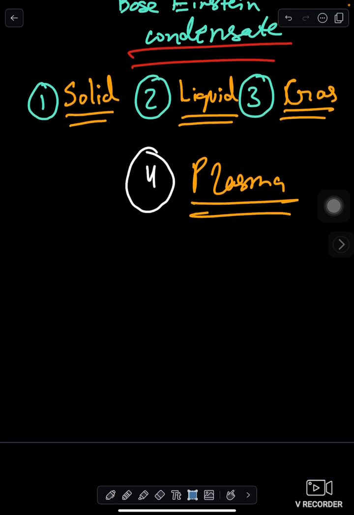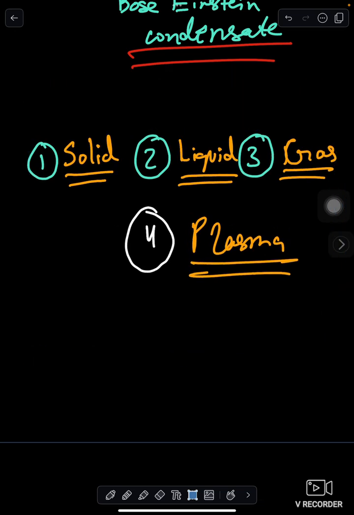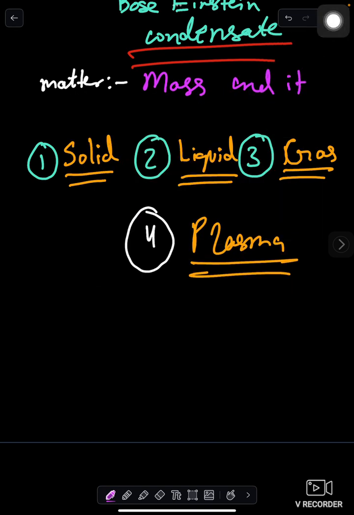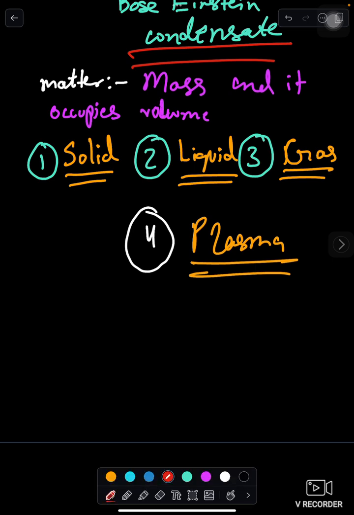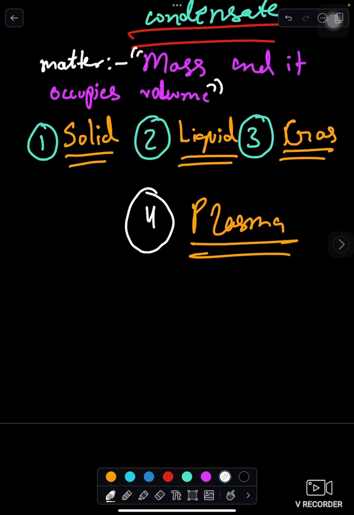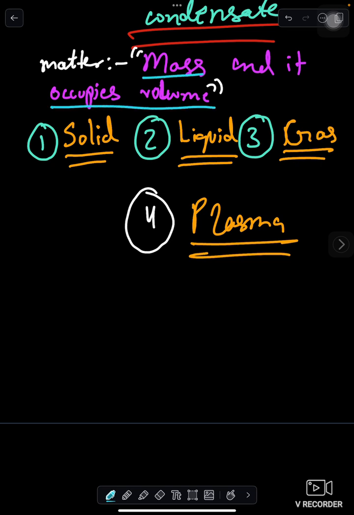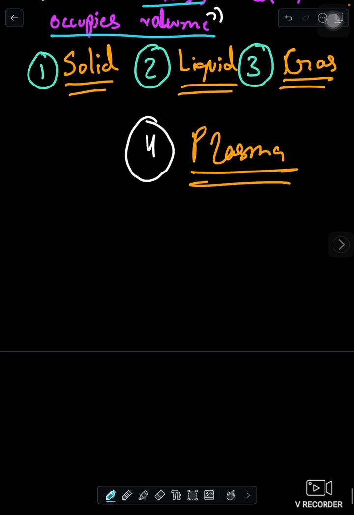First of all, before we talk about states of matter, we will talk about what is matter. Because till we don't describe matter, we can't go on. So matter is something which has mass and occupies space, or volume. Something which has mass and occupies volume. And what are they? Solid, liquid, gas, and plasma.